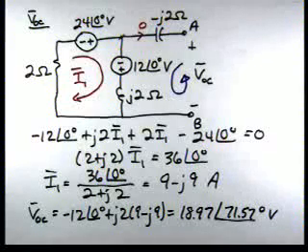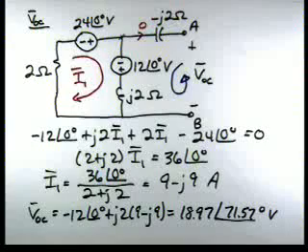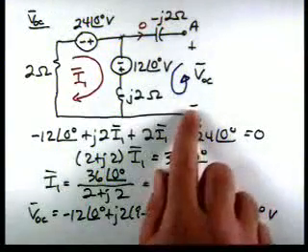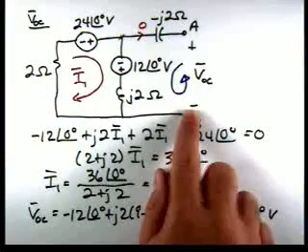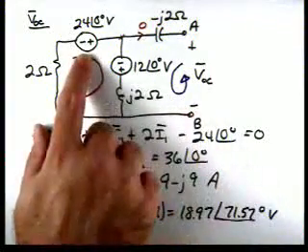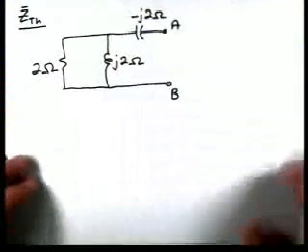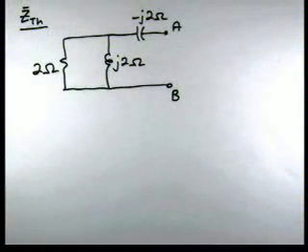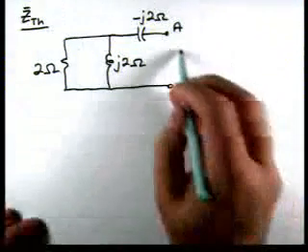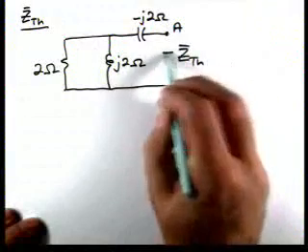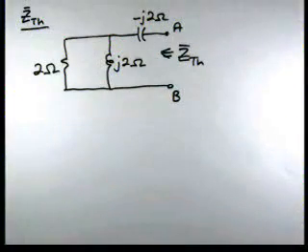To continue calculating the Thevenin equivalent, we now need to find Z Thevenin. We're going to take this circuit and set these sources to 0. So we replace this with a short and this with a short. The resulting circuit is this, and now we need to calculate Z Thevenin. Z Thevenin is the impedance looking into this port.